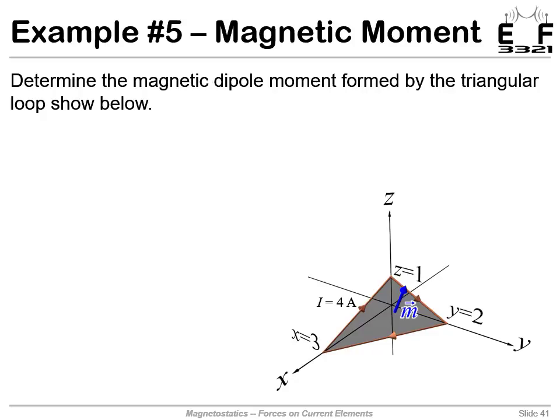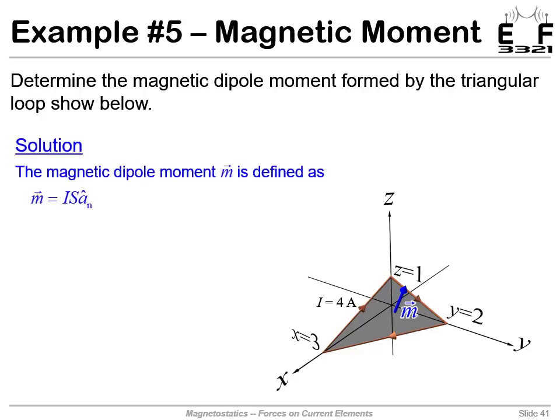Let's do an example to calculate the magnetic moment. Here we have a triangular loop carrying a current I, and in this case it's 4 amps, and we know the positions of the different vertices. What is that magnetic moment? Well, our equation is I S n for a planar loop, and in this case it's a triangle, so it has to be in a plane. We're given that the current is 4 amps, so that's an easy one. What is the area of that triangle?